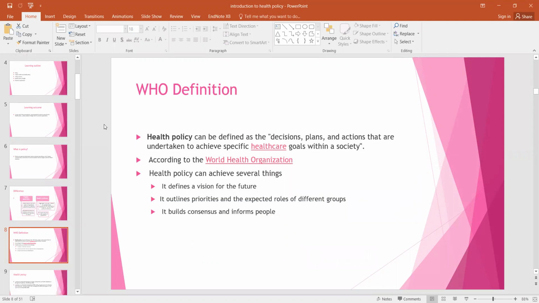According to WHO, health policy can be defined as the decision, plan, and action that are undertaken to achieve specific healthcare goals within a society. And health policies can achieve several things according to WHO. It defines a vision for the future. It outlines priorities and the expected roles of different groups. It builds consensus and informs people.